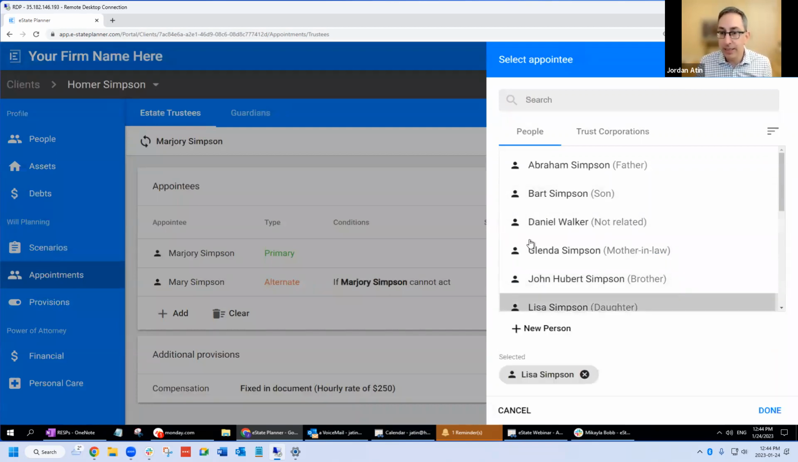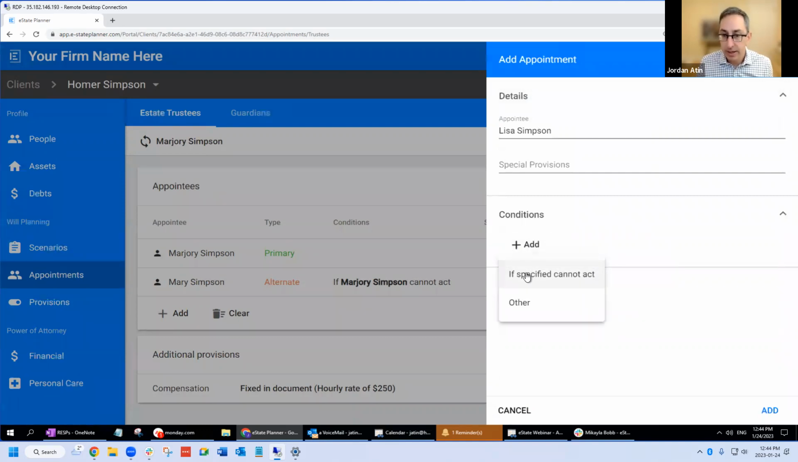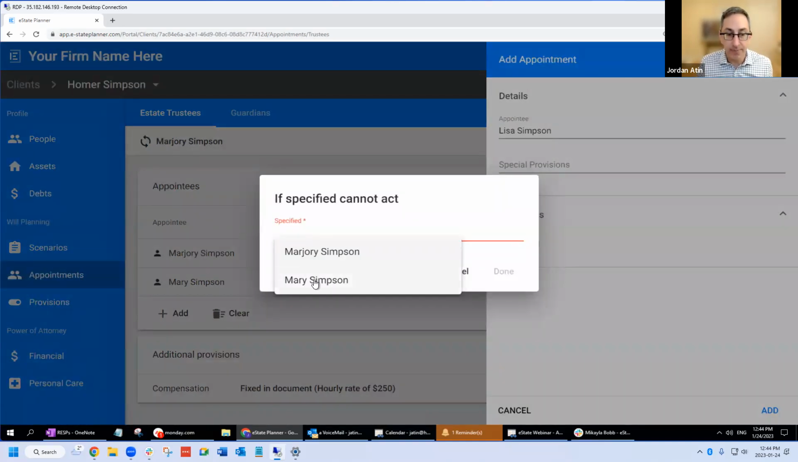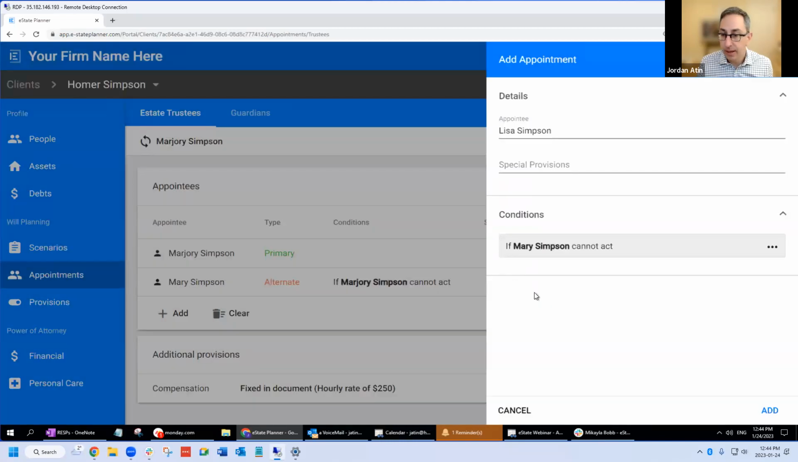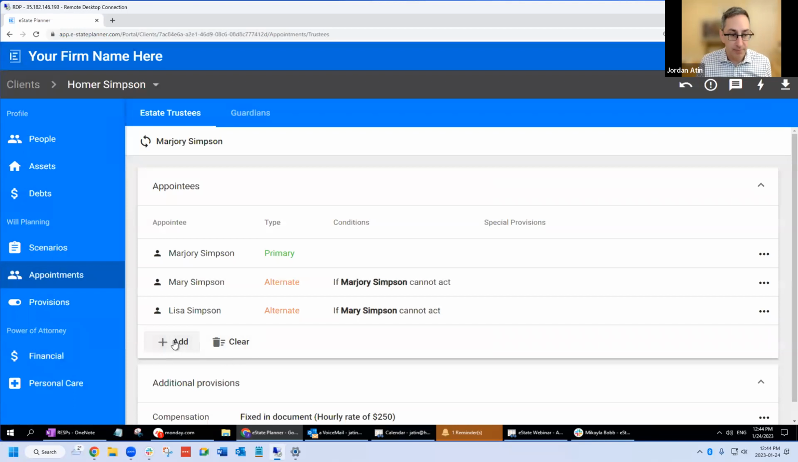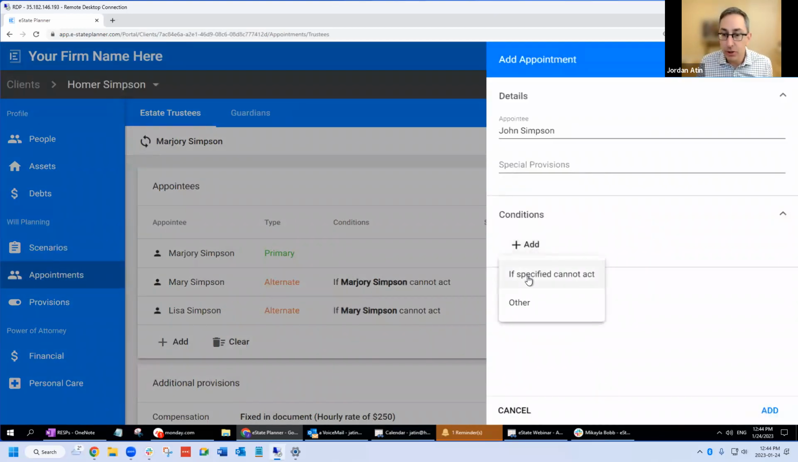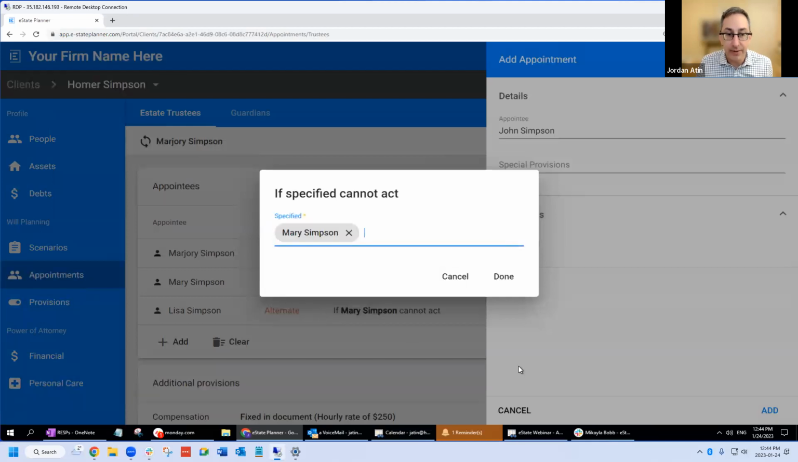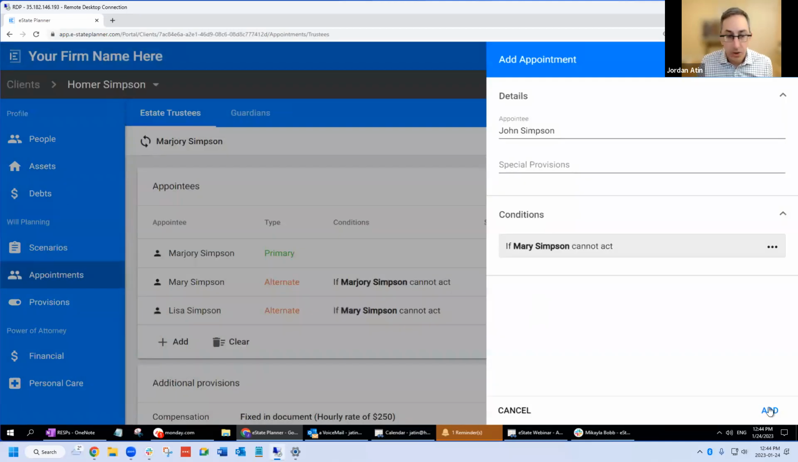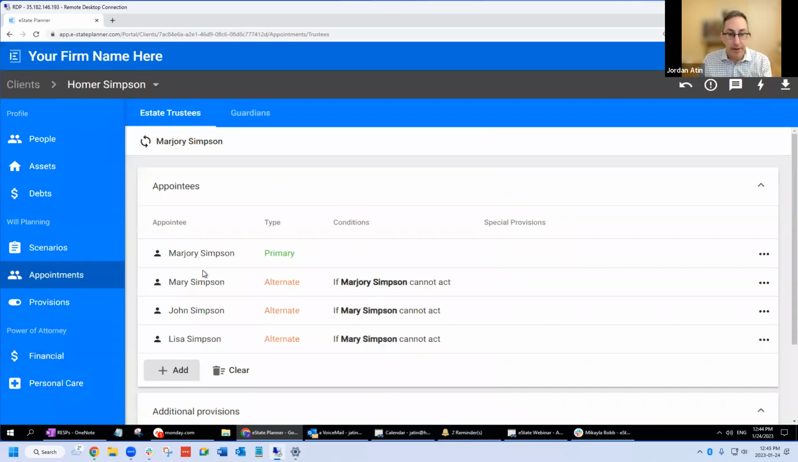And so we want Lisa to act if, add a condition, if not if Marge can't act, but if Mary cannot act. Okay. But we have two people replacing Mary. Okay. And then Tim, I'll get you the answer in a second. We also want, if Mary can't act, we want Lisa and John to act. So we already added Lisa, but we're going to also add John, and John can only act if Mary cannot act. So now what we have is Marge first, Mary if Marge can't act, and then if Mary can't act, John and Lisa. That's how we can do it.